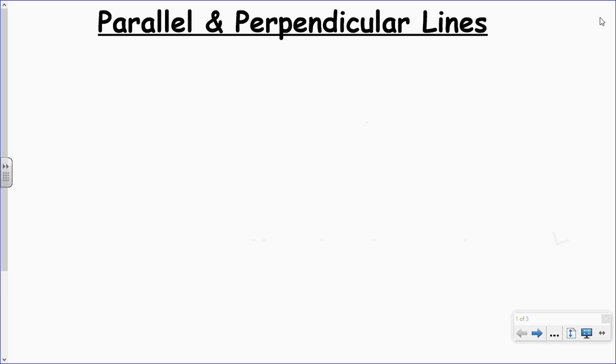All right, so we're going to do notes on parallel and perpendicular lines. So you can go ahead and copy all of this down into your spiral notebook so you have the notes written down.